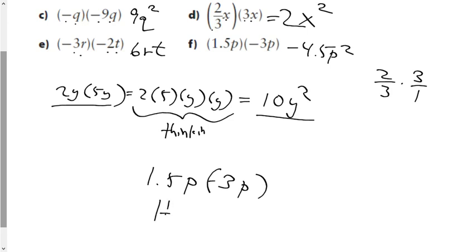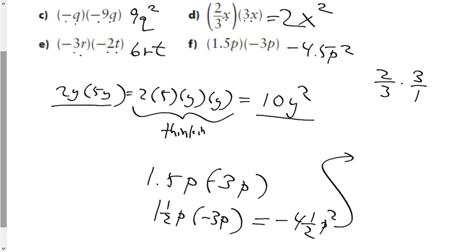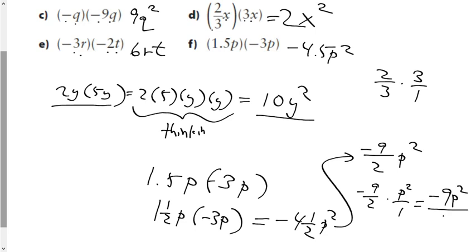If we thought of it this way, if we were using fractions, our answer would be negative 4.5 p squared, which we could even say is negative 9 over 2 p squared, because I could change that mixed fraction coefficient to an improper coefficient. And if I wanted to go even further, I could think of it as negative 9 over 2 multiplied by p squared over 1, which would be negative 9 p squared over 2.